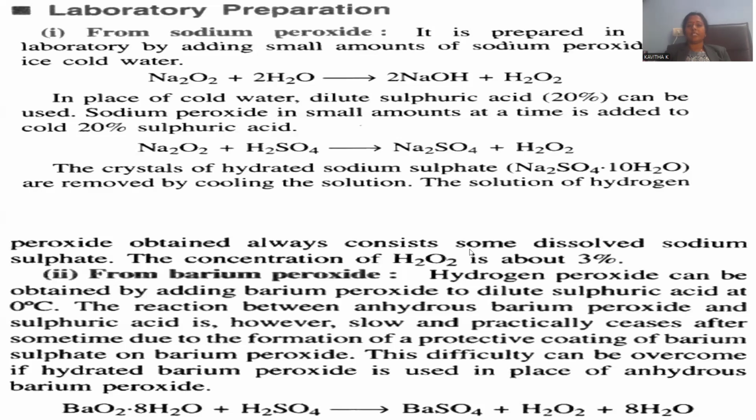The peroxide obtained always contains a small amount of dissolved sodium sulfate. So there is a slight impurity accompanying the hydrogen peroxide. The concentration of hydrogen peroxide is about 3%. This is not up to the limit. So that extent of impurities accompanies the hydrogen peroxide by this process.